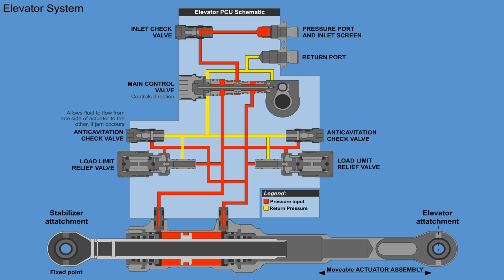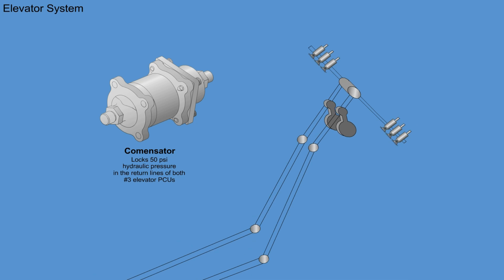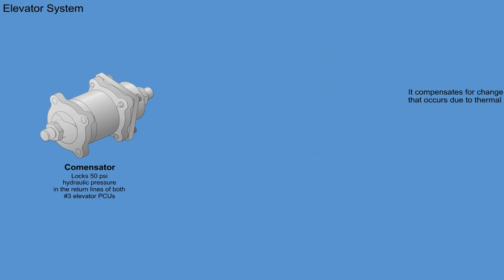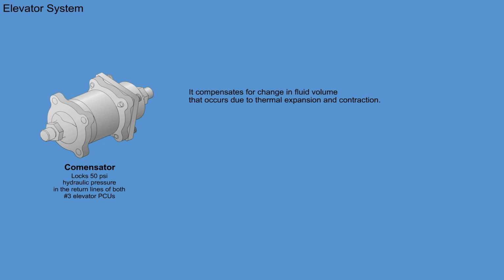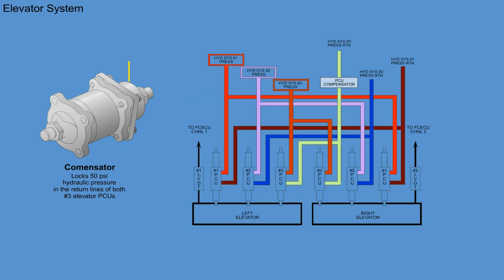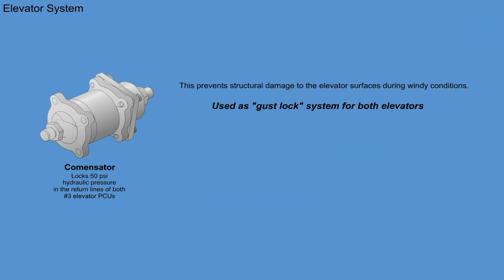An elevator PCU compensator maintains fluid within both inboard PCUs to give gust damping on the ground. It compensates for a change in fluid volume that occurs due to thermal expansion and contraction. The compensator is installed in the return line of the number 3 hydraulic system and locks hydraulic pressure in the number 3 elevator PCU. This prevents structural damage to the elevator surfaces during windy conditions.